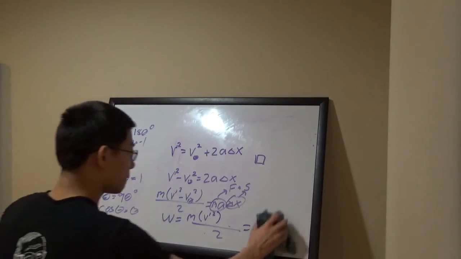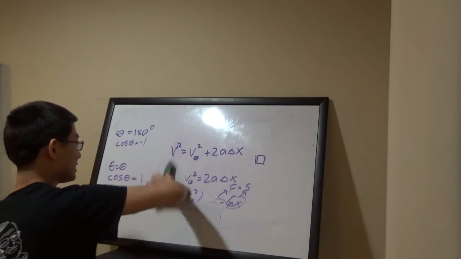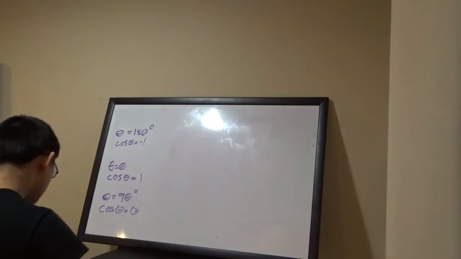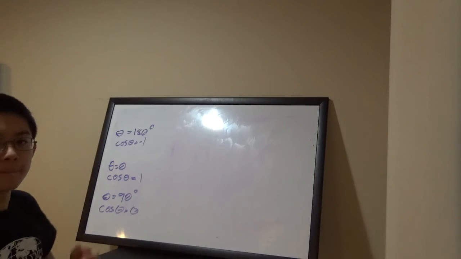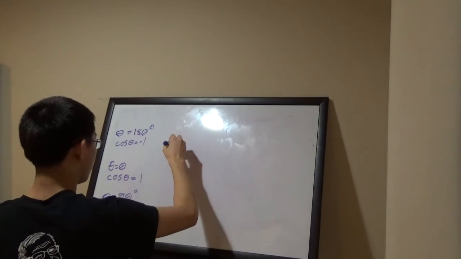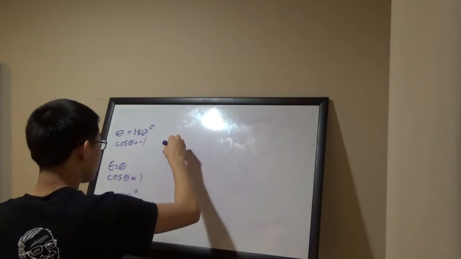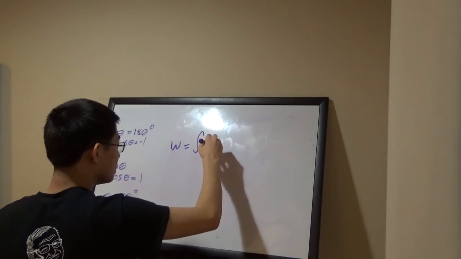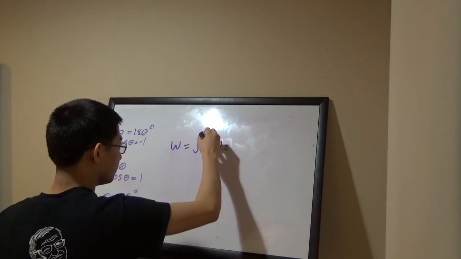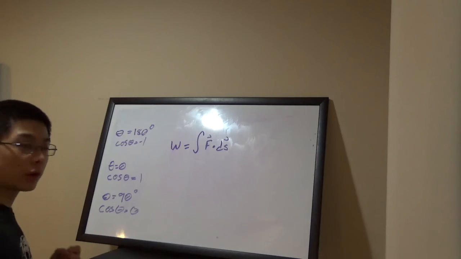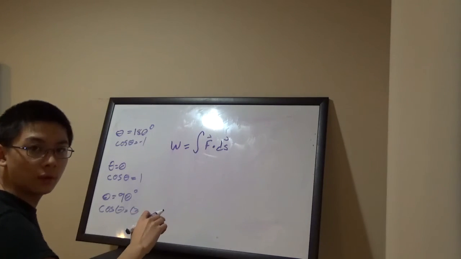Alright, so there's also a second way to derive this, and the second way is going to use a bit of calculus. After all, this is Physics C. So we know that work is equal to the integral of our force dotted with our displacement. Work is equal to this. So if you were trying to find work, we would just do this.